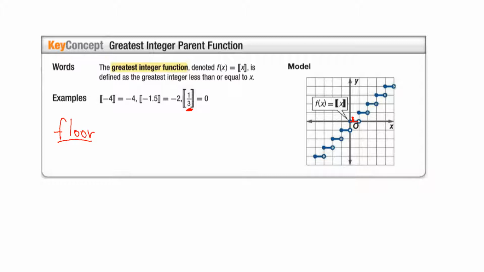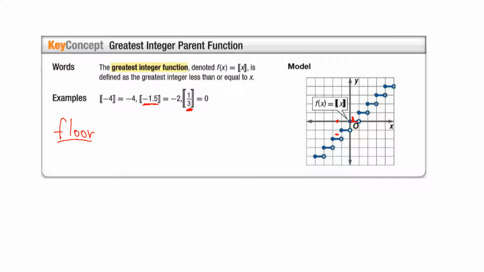In the same way, the negatives work. So this is where it can get a little confusing on the floor function. Negative 1.5 is right here, but the greatest integer underneath it, the integer that's fully covered already, fully filled up. So you can think of yourself here.